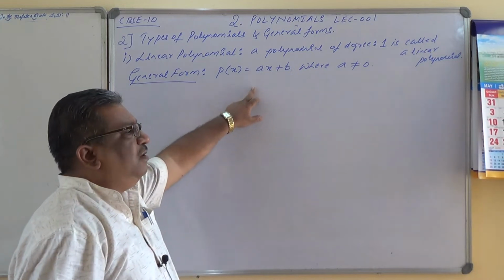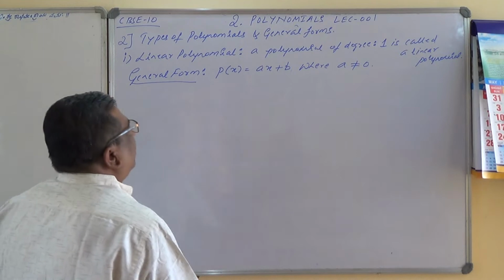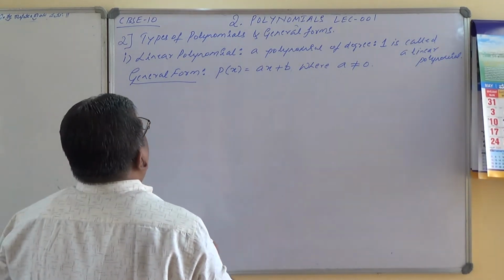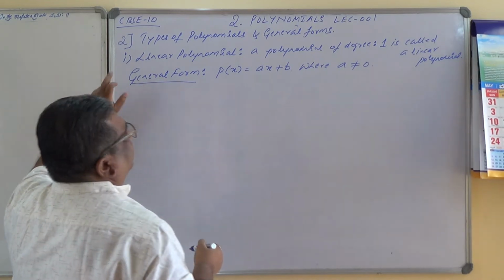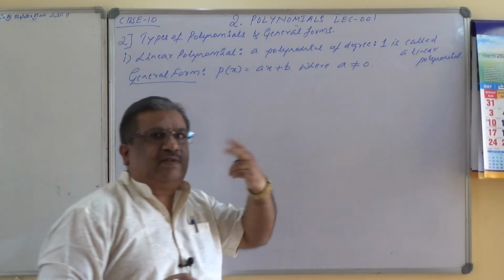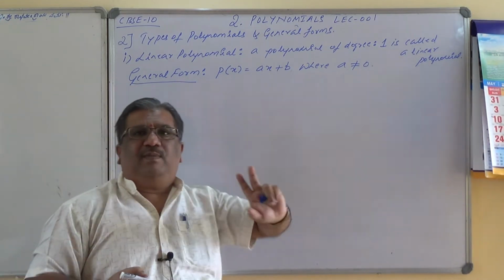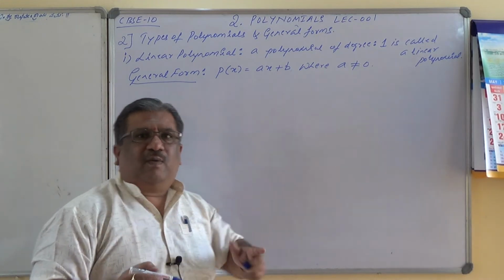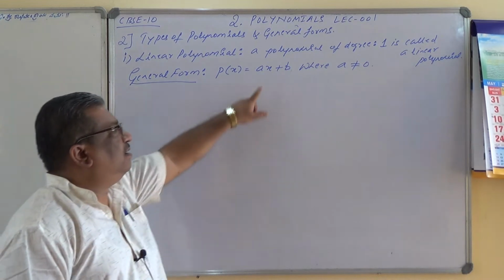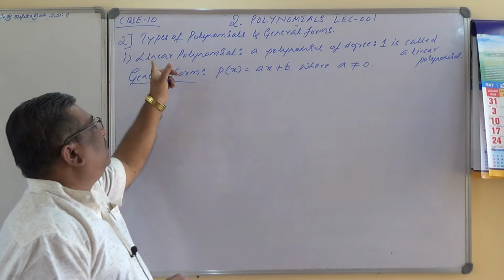If a becomes 0, this will not be a linear polynomial, but it will be different, which we will be studying. So the condition will be a should not be equal to 0 here. So what is the degree here? Actually we should understand the degree also. What is the meaning of degree? That you have studied in 9th standard, therefore I am not explaining here. The highest power of a variable is called the degree. Here the variable is x, its power is 1. If the degree is 1, it is called a linear polynomial.